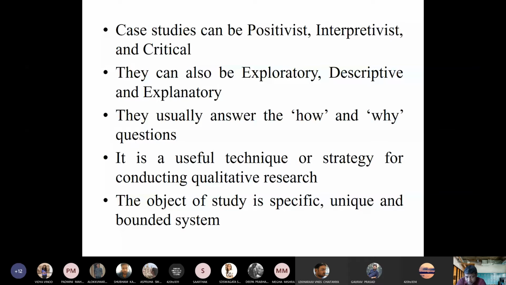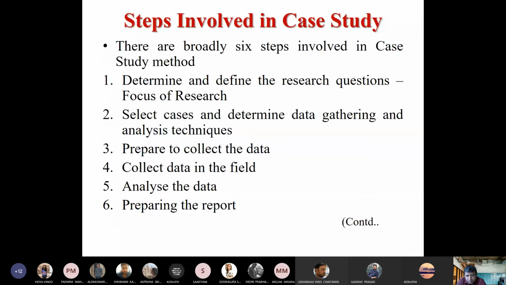So while you take the case study, based on your objective, you define certain research questions. What exactly are you going to ask? What is your focused area of research? Suppose I am doing research in agriculture, I should not ask him about health, because I should be very specific. I should determine and define my research question, and be very specific about what exactly I am asking him.